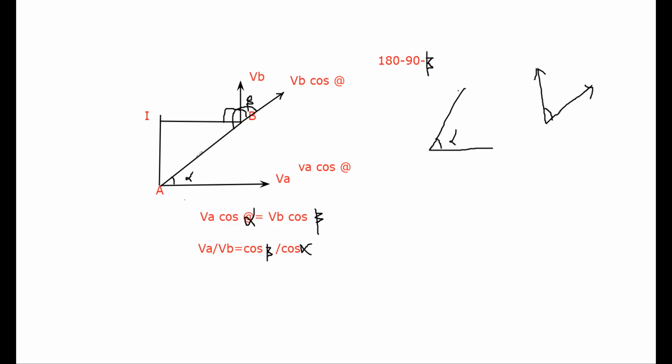So what will be my remaining angle? It will be 180 minus 90 minus beta. So 180 minus 90 is nothing but 90. So I can write it as 90 minus beta.